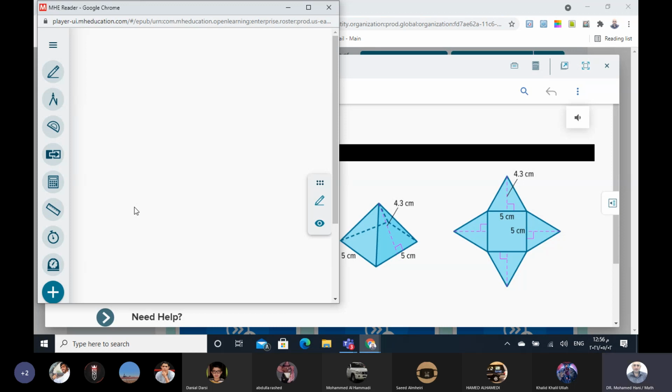Okay, listen to me, please. We want to find the surface area, represent S. When you want to find the surface area, start from the base. Find the area of the base. What is the type of this base?